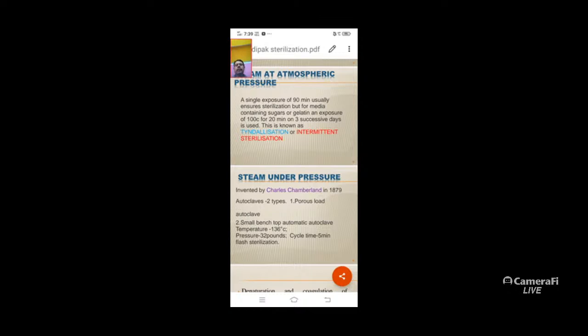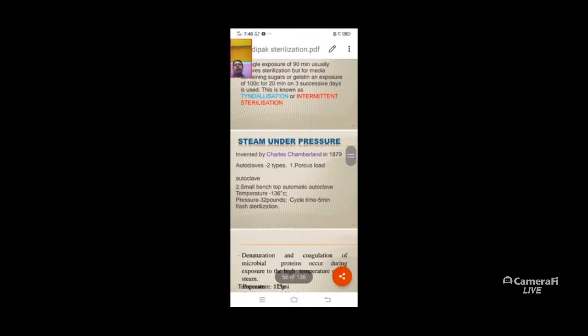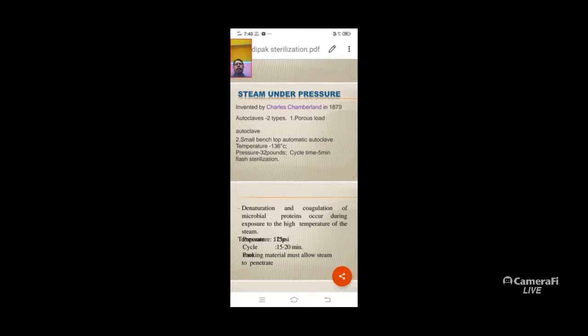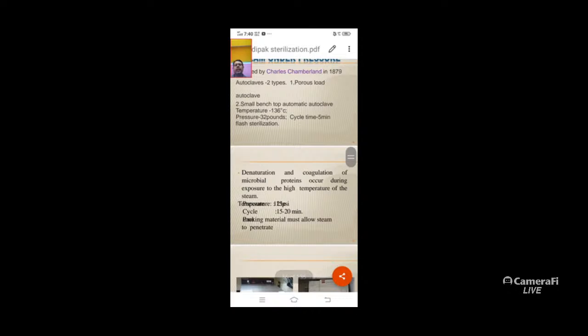Steam under pressure. Invented by Charles Chamberland in 1879. He discovered steam under pressure, just like the pressure cooker, the autoclave. Two types: the porous load autoclaves and the small bench top automatic autoclave. Temperature 136 degrees centigrade, pressure 32 pounds per square inch, and cycle time 5 minutes by the flash method. Autoclaving causes denaturation and coagulation of microbial protein during exposure to the high temperature of the steam. The cycle is 15 to 20 minutes, at 125 psi.